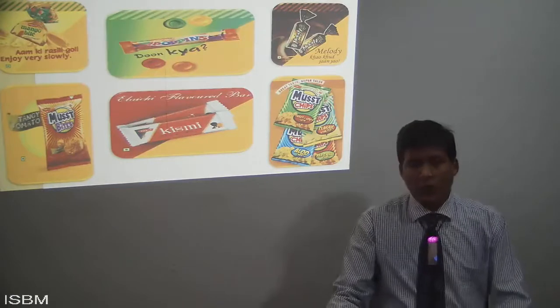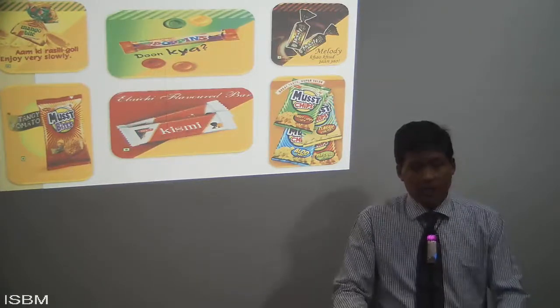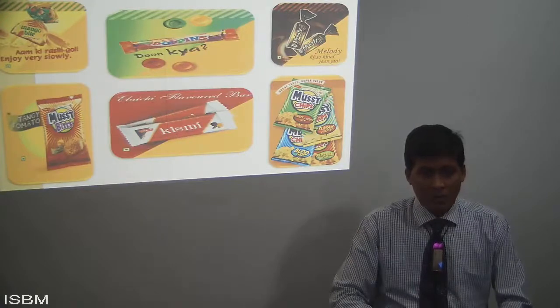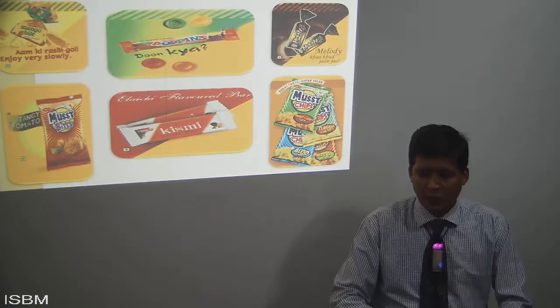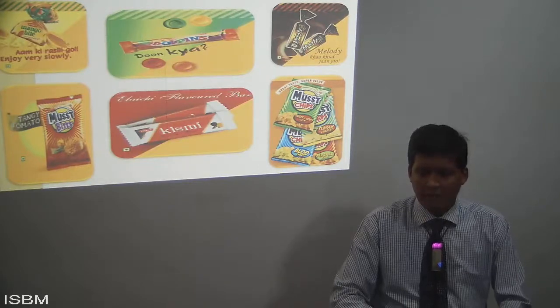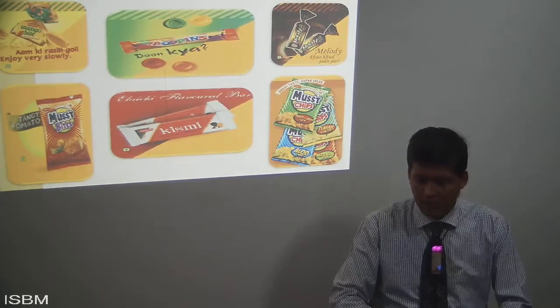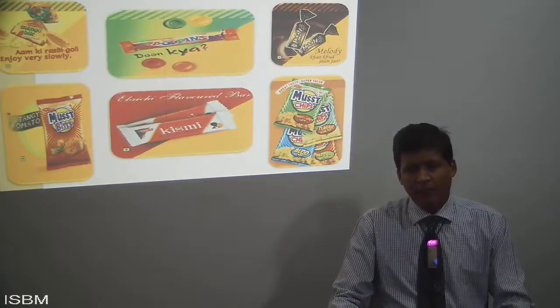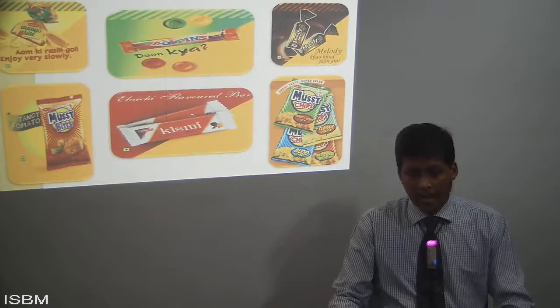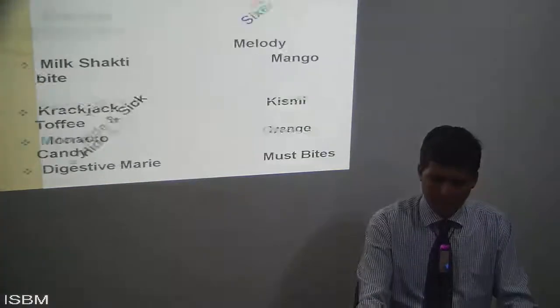Every brand also has a separate tagline. For Melody, Khao Khud Jaan Jao was always a tagline. Poppins, do kya? We always remember that. And Mango Bite, Aam ki rasili goli, enjoy very slowly. Or the tangy tomato, must buy. Or the lychee flavored bar, the Kismi one. Or the Musk Chips, the entire bandwidth of the biscuits and confectioneries put together.